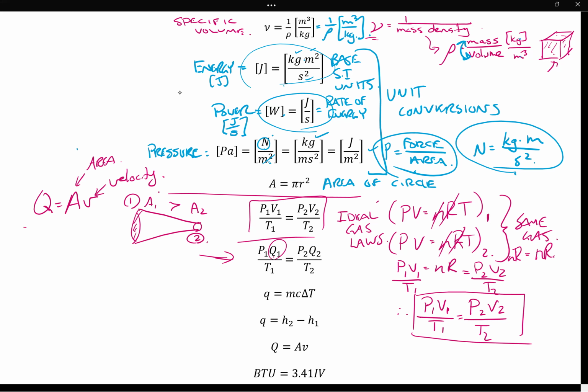So the flow rate Q, volumetric flow rate Q, which is volume in meters cubed per time, since a rate is over time, equals the area in meters squared times velocity, which is distance over time. Distance over time is meters per second.